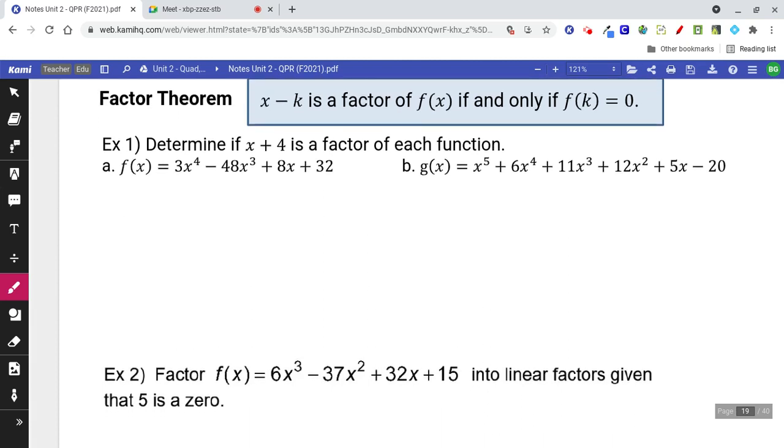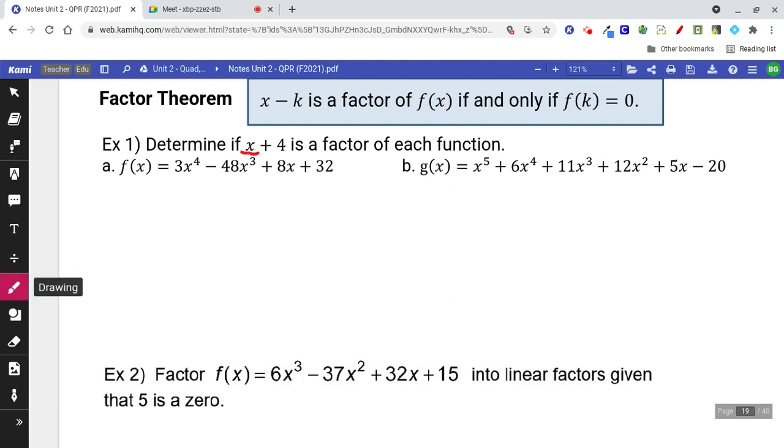Factor theorem. X minus k is a factor of the function if and only if f of k equals 0. So it's really kind of saying the same thing. If that remainder is 0, you're looking at a factor. So determine if x plus 4 is a factor of each function.